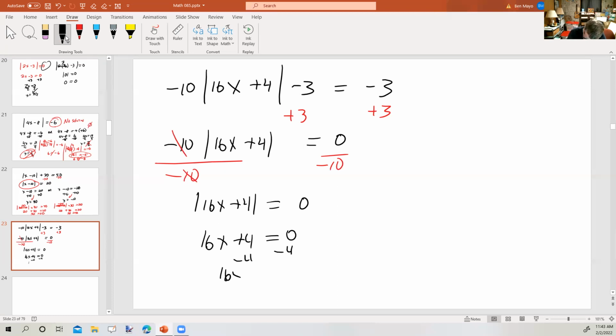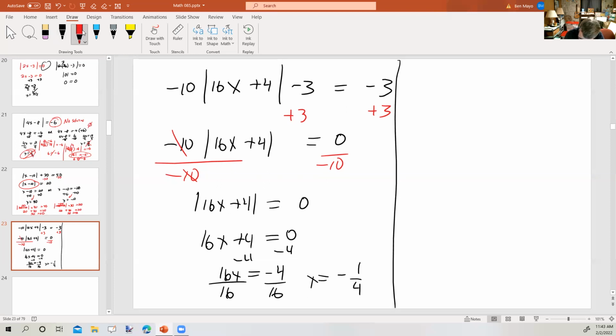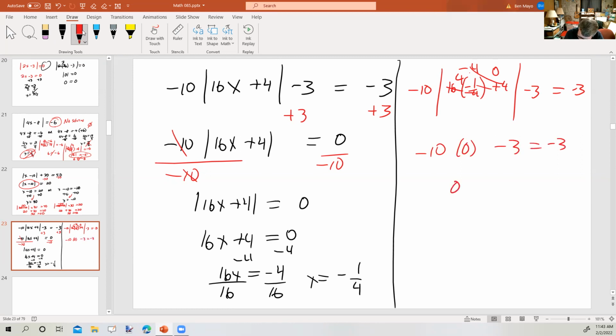Subtracting 4, 16x equals negative 4, divide by 16, x equals negative 1/4. Let's plug that in. Negative 10 times the absolute value of 16 times negative 1/4 plus 4 minus 3 equals negative 3. 16 times negative 1/4 would be negative 4. Negative 4 plus 4 is 0. So I've got negative 10 times the absolute value of 0, which is 0. Negative 10 times 0 is 0. 0 minus 3 is negative 3. Negative 3 equals negative 3. Yes, so it checks.